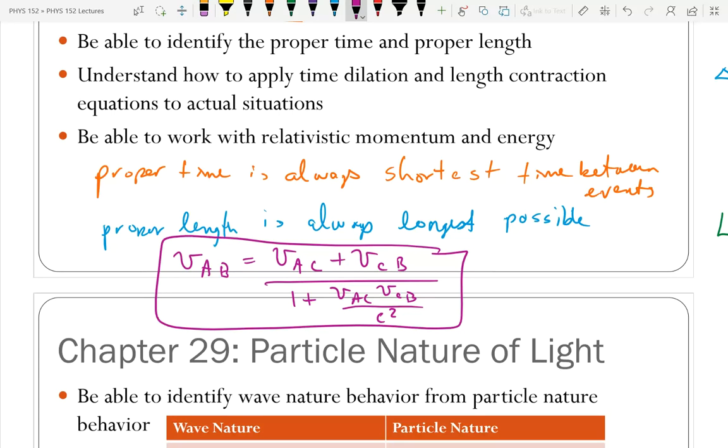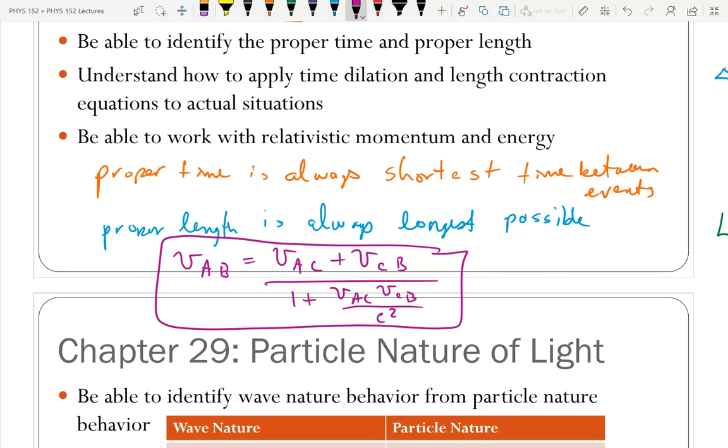You're not going to have perpendicular velocities, so don't worry about them. It's a different equation. Notice the subscripts. The subscripts are of vital importance. We go way back to first semester at the very beginning. VAB is the velocity of object A with respect to reference frame B. VAC then is the velocity of object A with respect to reference frame C.